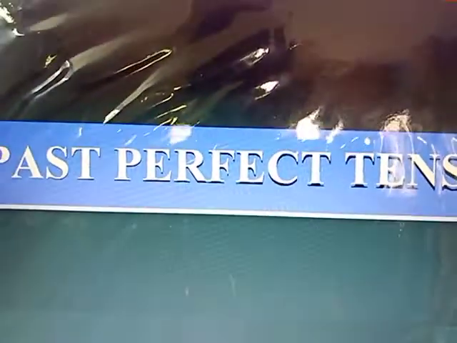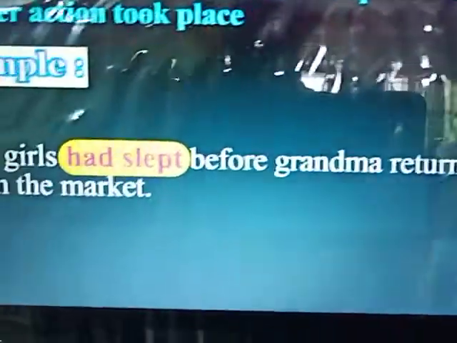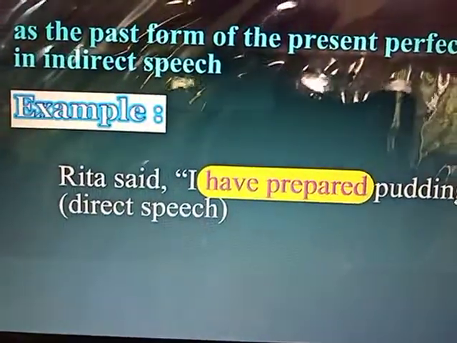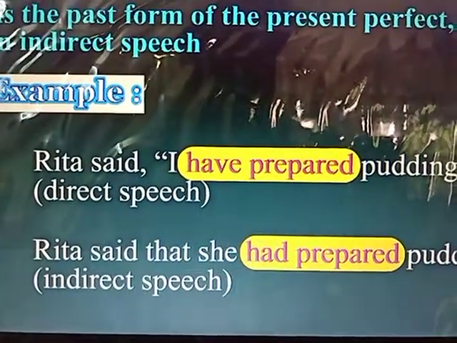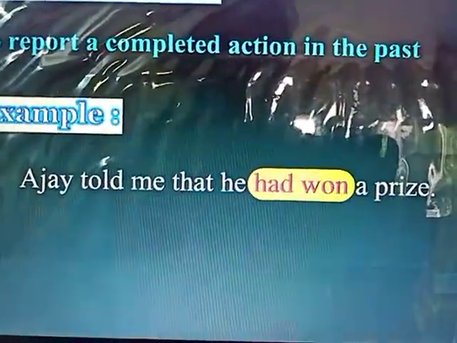Past perfect tense. The past perfect tense is used to describe an action that was completed before another action took place. Example: The girls had slept before Grandma returned from the market. As the past form of the present perfect, especially in indirect speech. Example: Rita said, "I have prepared pudding." Direct speech. Rita said that she had prepared pudding. Indirect speech. To report a completed action in the past. Example: Ajay told me that he had won a prize.